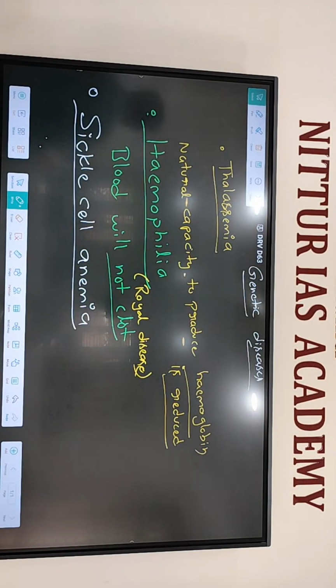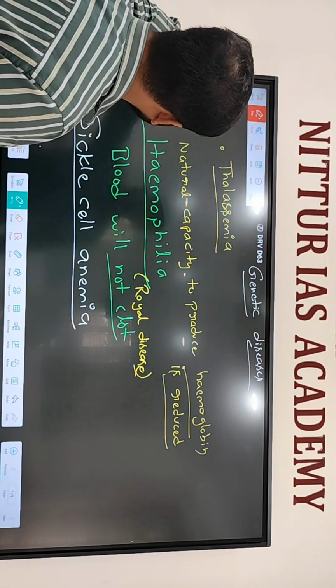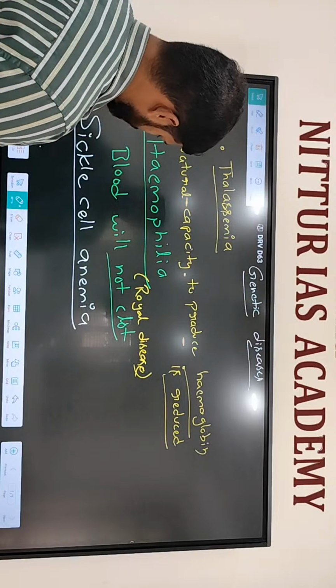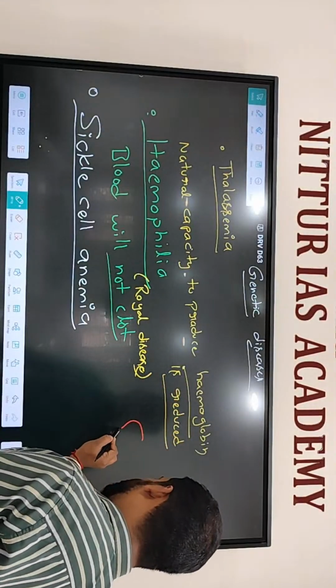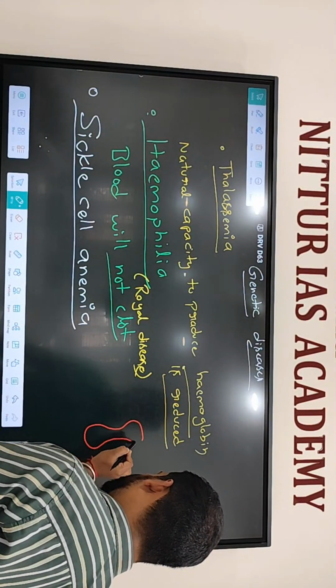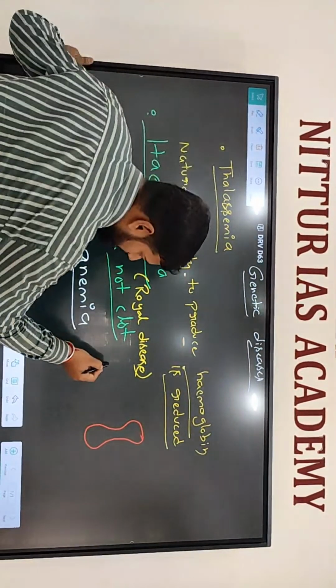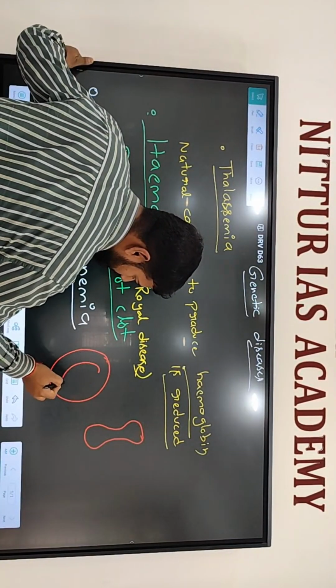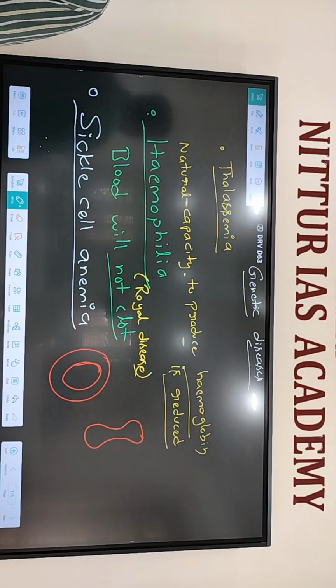Do you know the shape of a red blood cell? Biconcave shape. From the front, it looks like this. The inner part is a little curved inwards. Biconcave shape, red blood cell, RBC.